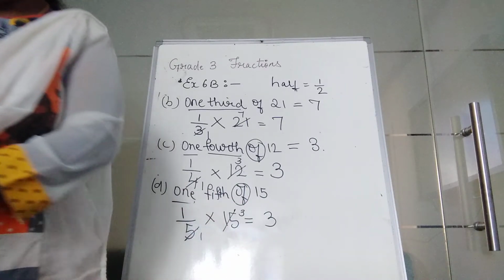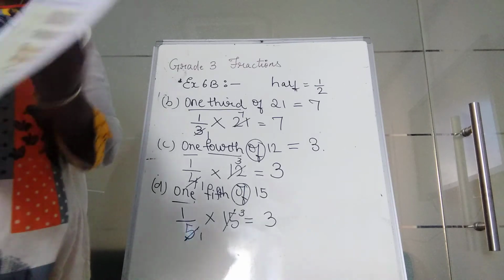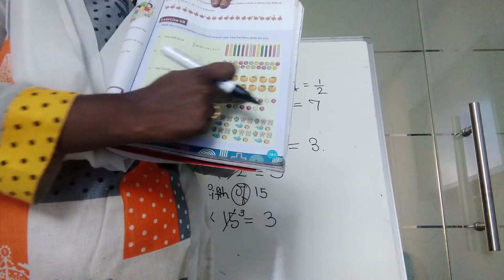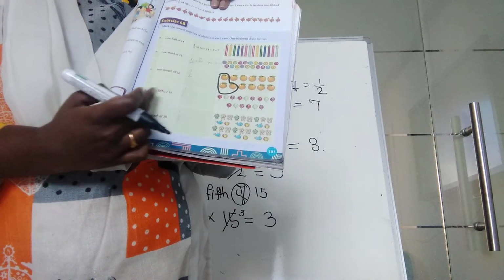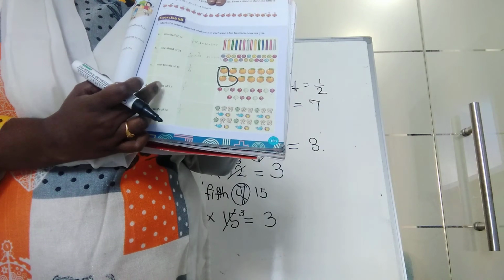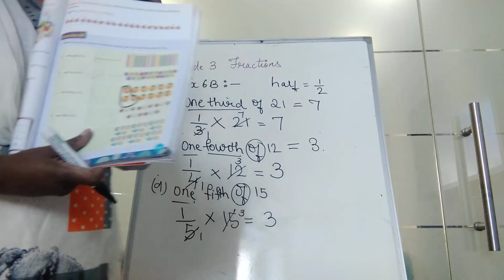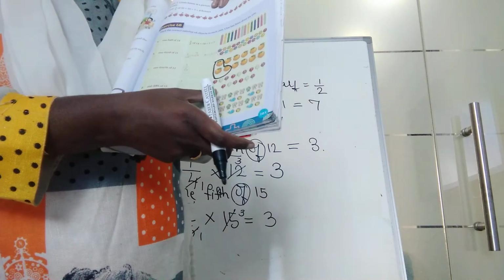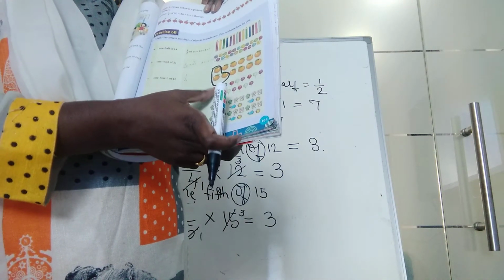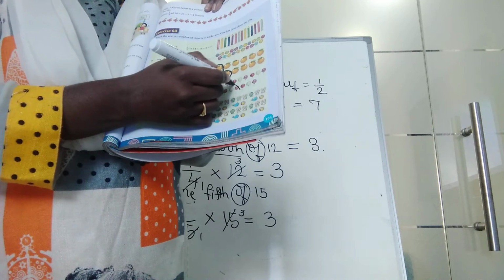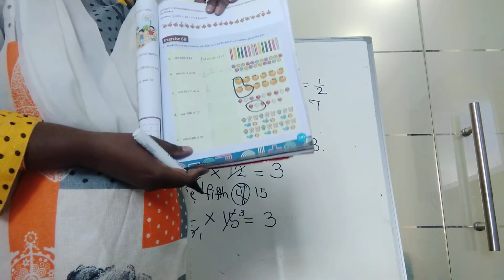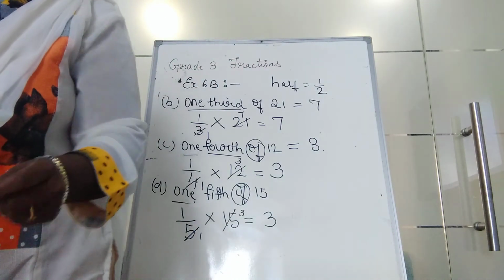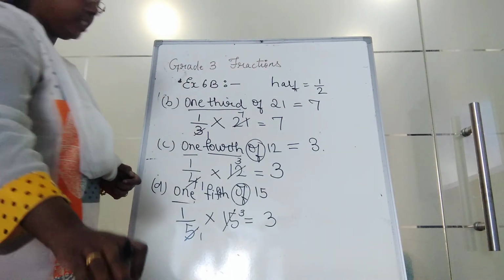Okay. So here you have 15 balloons. Out of 15 balloons, you have to shade 1/5 of 15. 1/5 of 15 is 3. So you need to make a group of 3 balloons. So just make 3 balloons in one group. And the next part is 1/6 of 30.